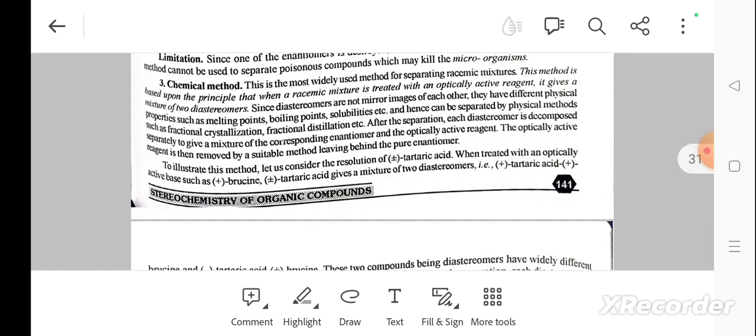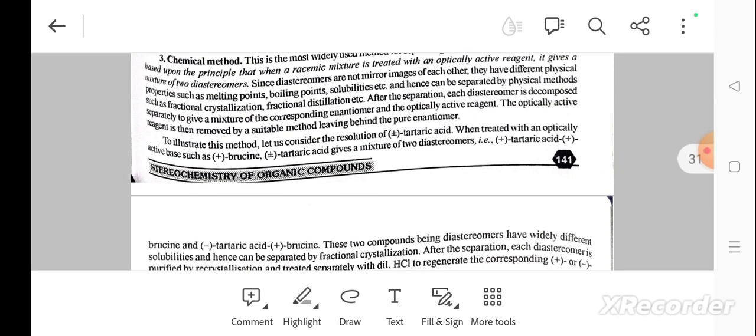Chemical method: this is the most widely used method for separation of a racemic mixture. This method is based upon the principle that when a racemic mixture is treated with an optically active reagent, it gives a mixture of diastereomers. Since enantiomers are mirror images of each other, they have identical physical properties such as melting point, boiling point, solubility, etc. But diastereomers differ in these, hence they can be separated by physical methods such as fractional distillation and fractional crystallization.